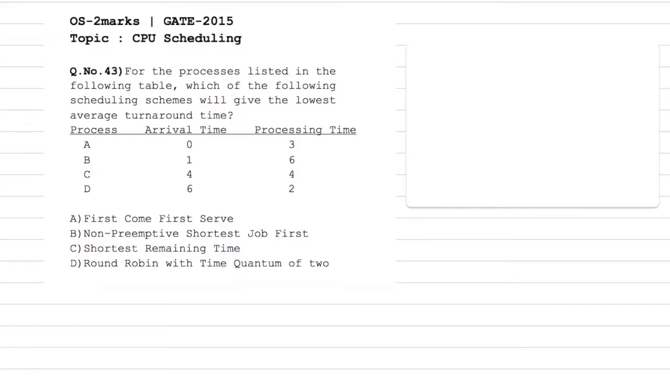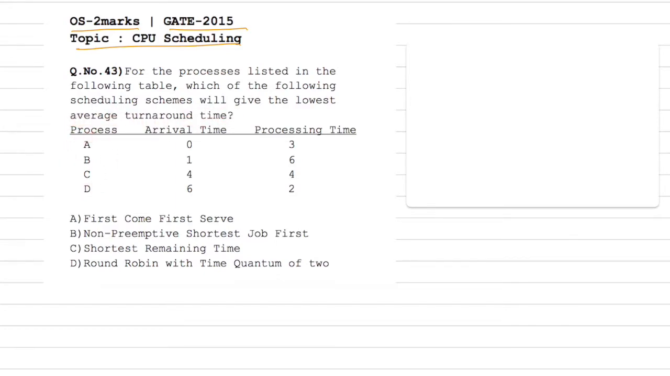So in this video, we're going to see an operating system 2 marks question from the year GATE 2015. It's based on the topic of CPU scheduling. So the question reads, for the processes listed in the following table, which of the following scheduling schemes will give the lowest average turnaround time?